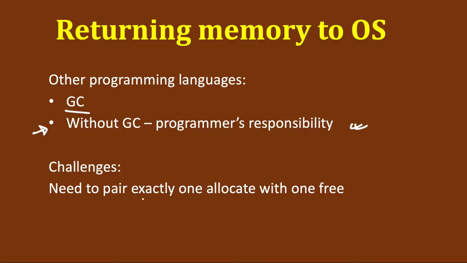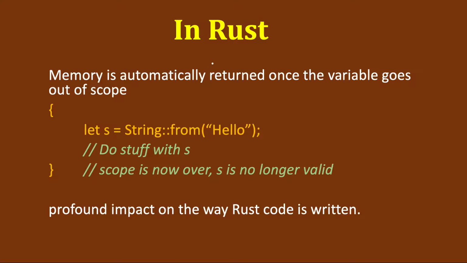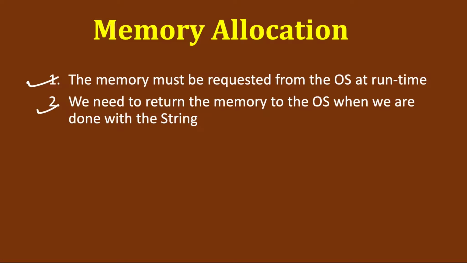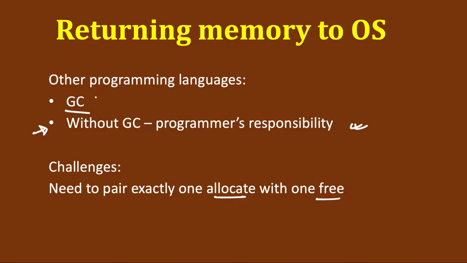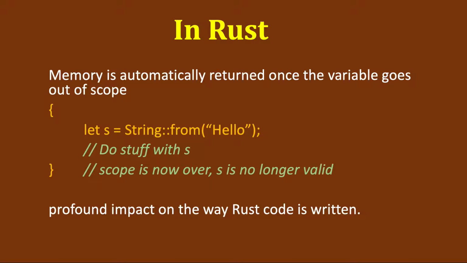So it's very challenging to pair exactly one allocate with one free. We cannot free multiple times on the same allocation, as that will lead to errors. So how is it handled in Rust? Rust takes a third approach. These two approaches are not followed in Rust. Here in Rust, memory is automatically returned once the variable that owns it goes out of scope.